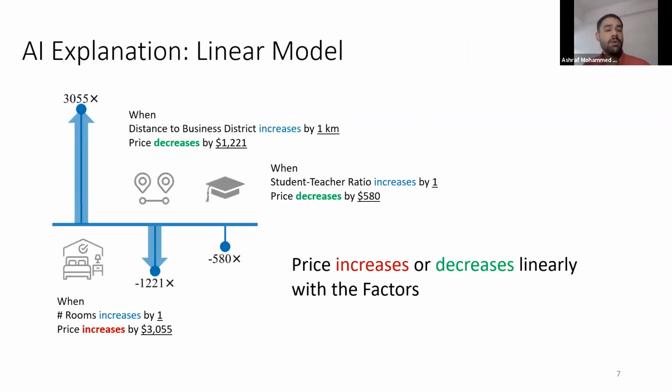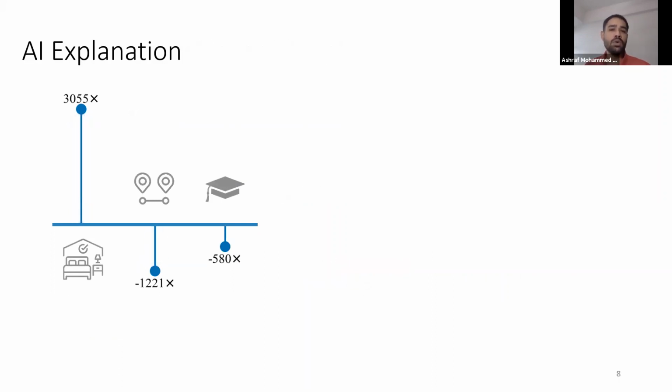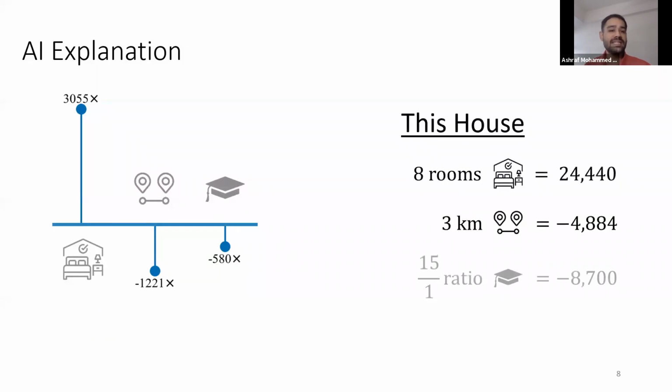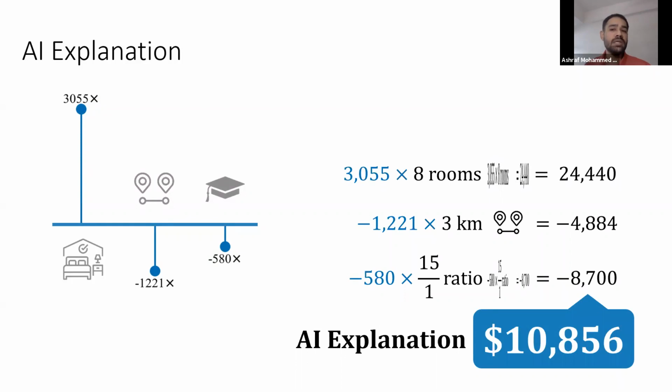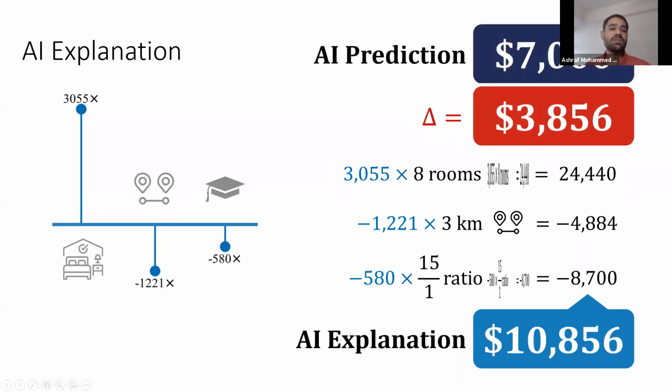These lollipop chart explanations are generated from a linear model. And what that means is that the price either increases or decreases linearly with the factors. Now, if we were to use them to predict the price of a house, let's say this house had 8 rooms, was 3 kilometers away from the business district, and had about 15 students to a teacher, then the AI explanation says that the price should be around $10,000. But this is way off from the AI prediction, which is about 7,000. So there's roughly a 4,000 difference in the price.